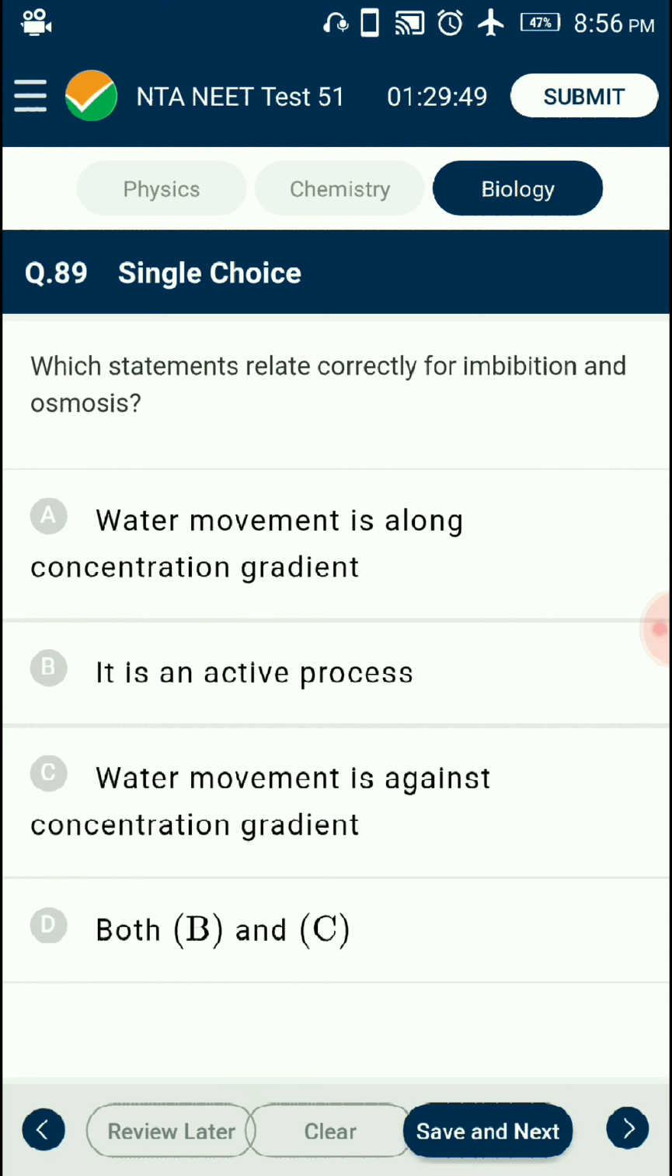Question number 89. Which statement relates correctly to imbibition and osmosis? Osmosis is the process of movement of solvent molecules from the region of their high concentration to low concentration through a semi-permeable membrane. Imbibition is a process of absorption that follows the principle of diffusion. The water is absorbed, resulting in swelling of the cell. So the answer is option A. Water movement is along the concentration gradient.